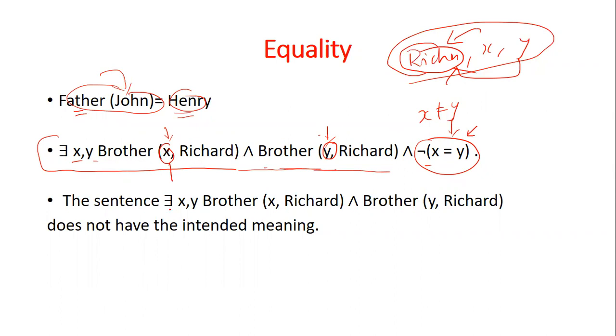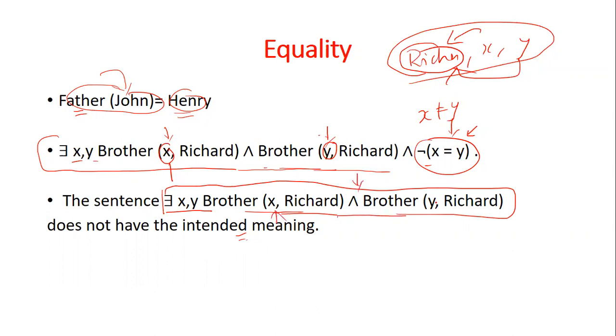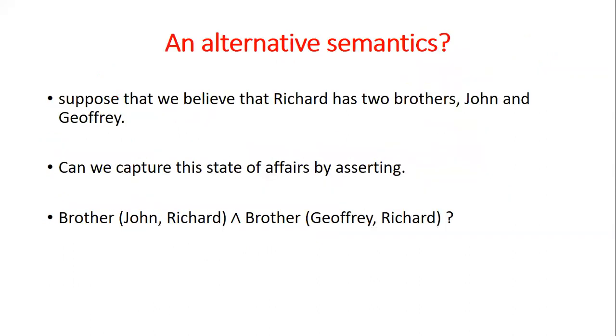Right? So we cannot just write like this: there exists x comma y such that x is the brother of x comma Richard and brother of y comma Richard. This alone is not sufficient. This does not have the intended meaning. If you write like this, our knowledge base may assume both x and y as the same person. Hence, adding this thing is important.